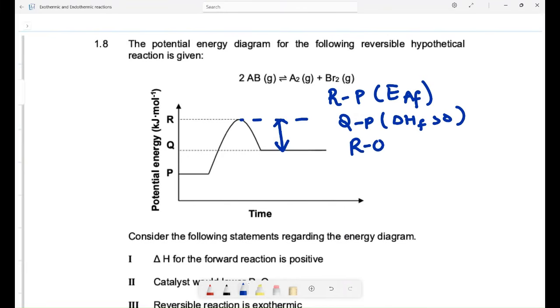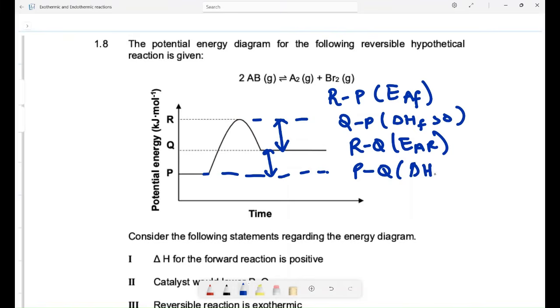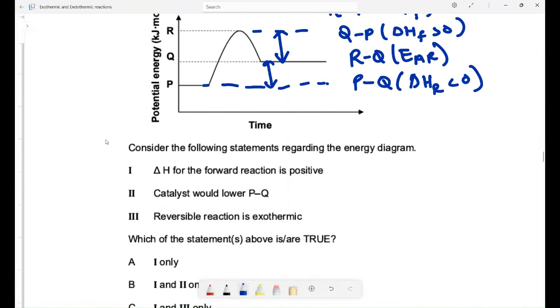RQ is the activation energy for the reverse. And now similarly, these are our products. For the reverse, remember we just reverse the reaction, so this will be our reactants, then ending at our product. So P minus Q is the change in H for the reverse, which is less than 0. Let's now answer the question.